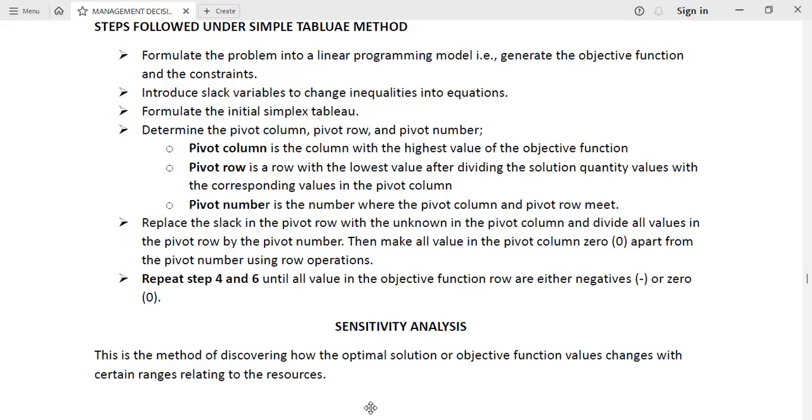But if you find that there are some positive values within the objective function, then you have to repeat those steps, step 4 and step 6. So that's what we wanted to do. That's all that we wanted to look at as far as the steps are concerned.